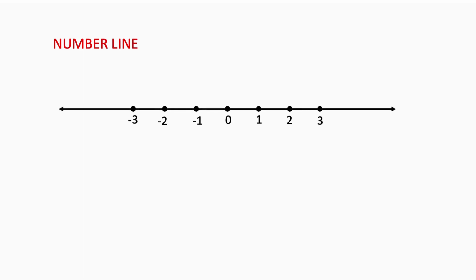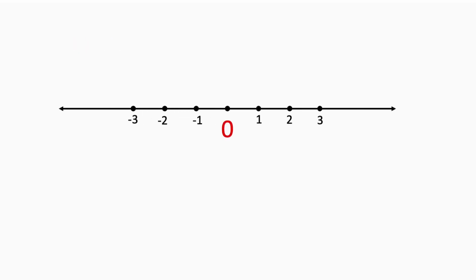In our first lesson, I want to talk about the number line. The number line points in two different directions and each direction goes forever on the number line. We consider a point represented by the number 0, which is called the origin.